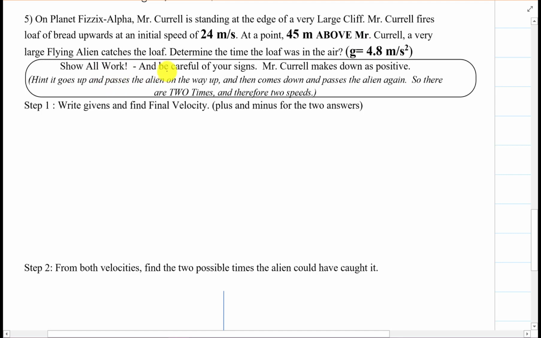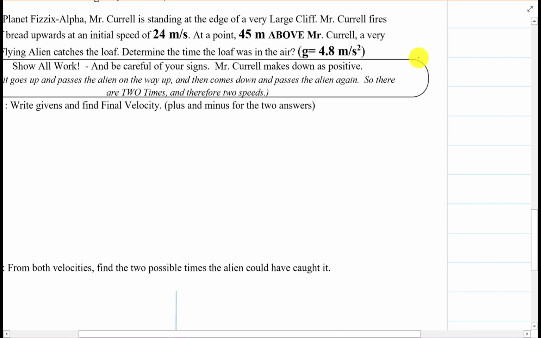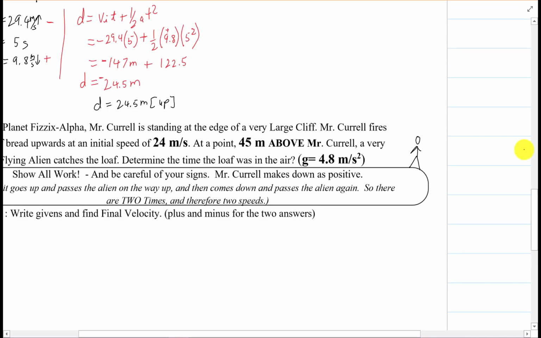Okay, now here's my hints. Show all work and be careful of your signs. Mr. Curl makes down as positive, so you can see my answer compared to yours. And hint, it goes up, passes the alien on the way up, and then comes back down and passes the alien again. So there are actually 2 times, therefore 2 speeds. Okay, just picture it. Here's Mr. Curl standing on the cliff, and he tosses the loaf up, it stops, and then it comes back down. This is the way it would go.